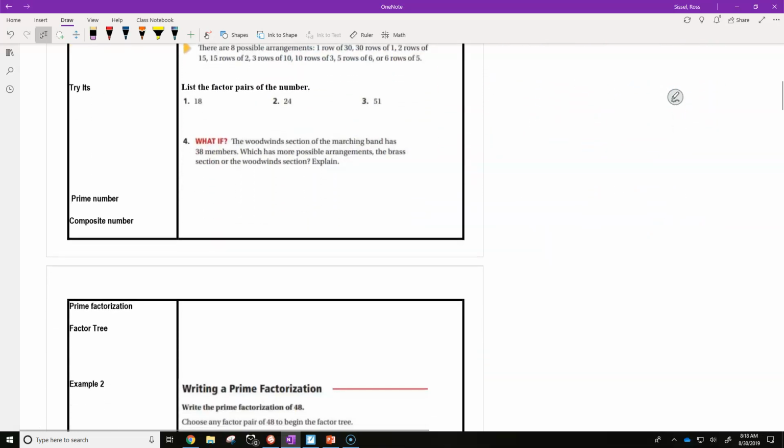Alright, so here's what I want us to do. We're going to try this. On number 1, 18. On the side, in your notes somewhere, can we find the factor pairs of 18? I'm going to pause real quick. Go ahead. Try and find the factor pairs of 18.